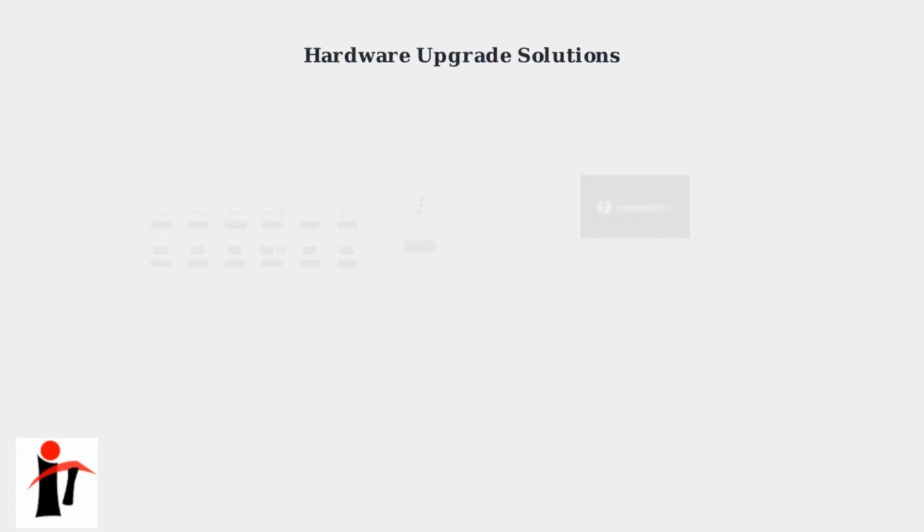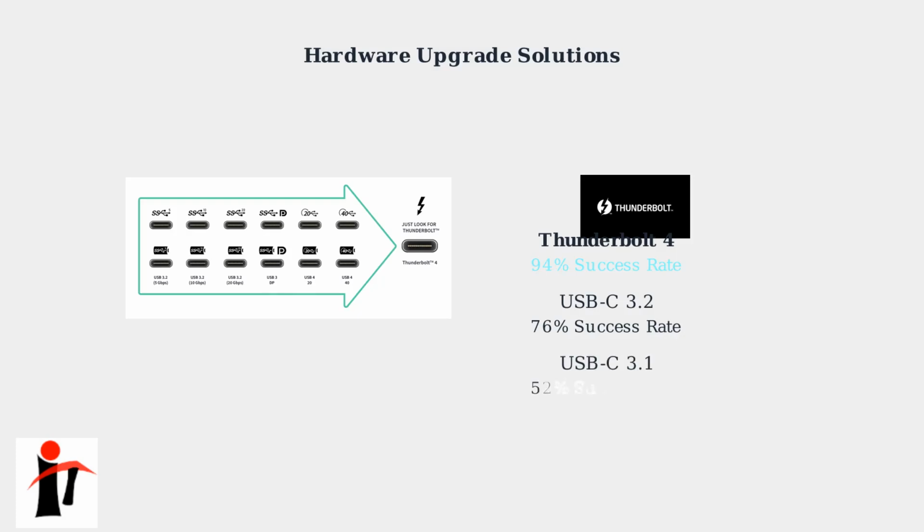For persistent issues, upgrading to higher bandwidth solutions like Thunderbolt 4 provides the most reliable results. Thunderbolt 4 docking stations achieve a 94% multi-monitor success rate compared to 76% for standard USB-C connections.